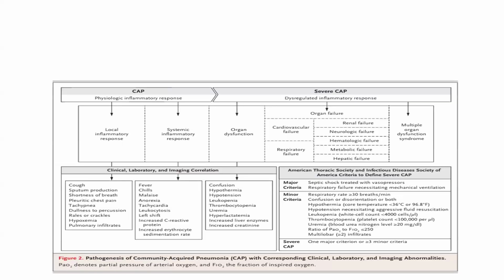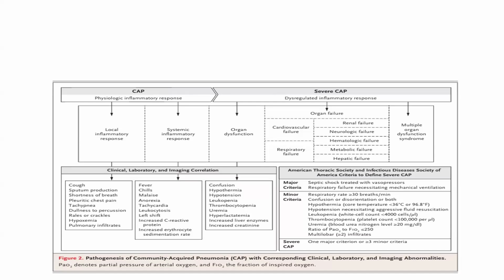So this is the progression of community acquired pneumonia to severe community acquired pneumonia. First there is local damage to the lung alveoli. Then there will be production of cytokines and chemokines, which happens because of the activation of macrophages by damage-associated molecular patterns.